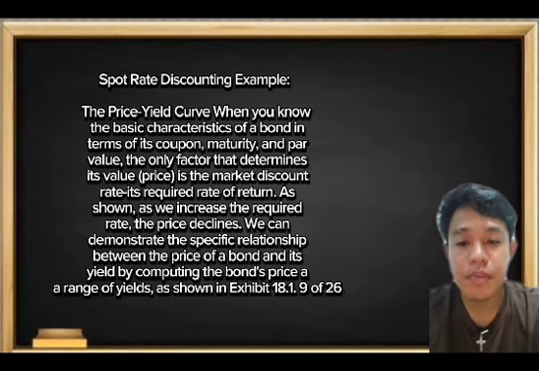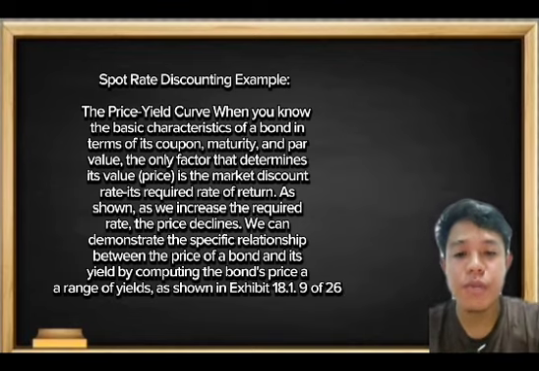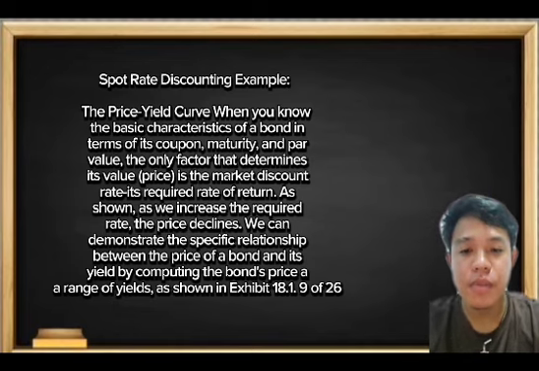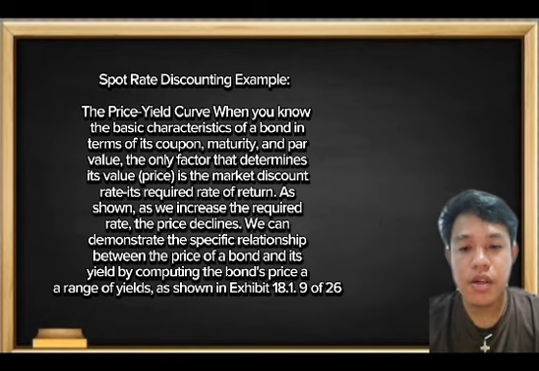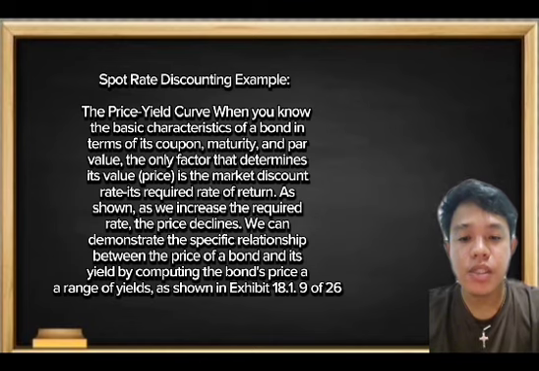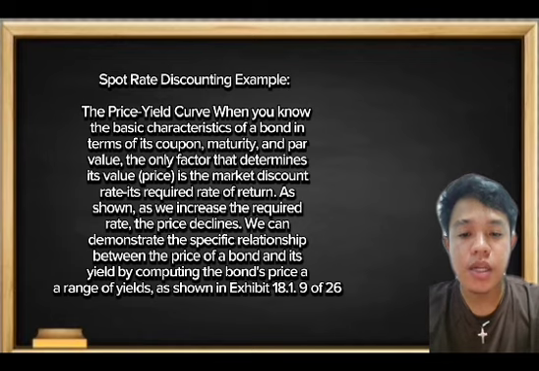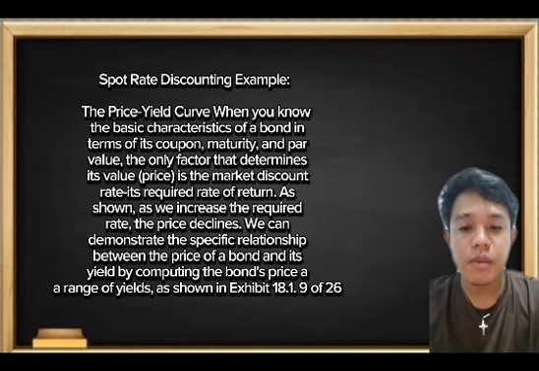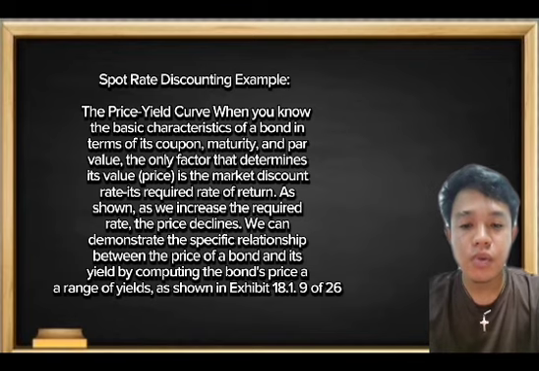Spot rate discounting example. The price-yield curve. When you know the basic characteristics of a bond in terms of coupon, maturity and par value, the only factor that determines the price in the market is the discount rate, the required rate of return. As we increase the required rate, the price declines. We can demonstrate the specific relationship between the price of the bond and its yield by computing the bond price over a range of yields as shown in the exhibit.